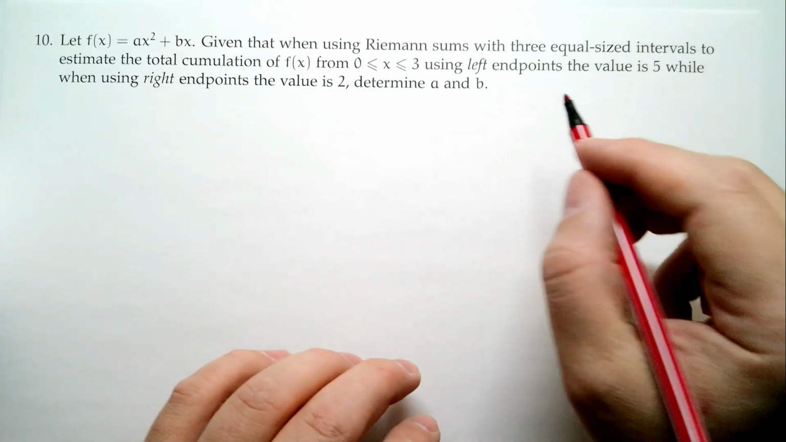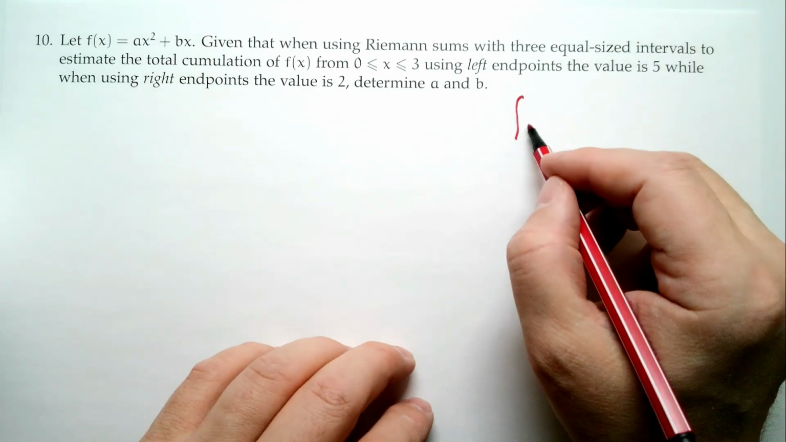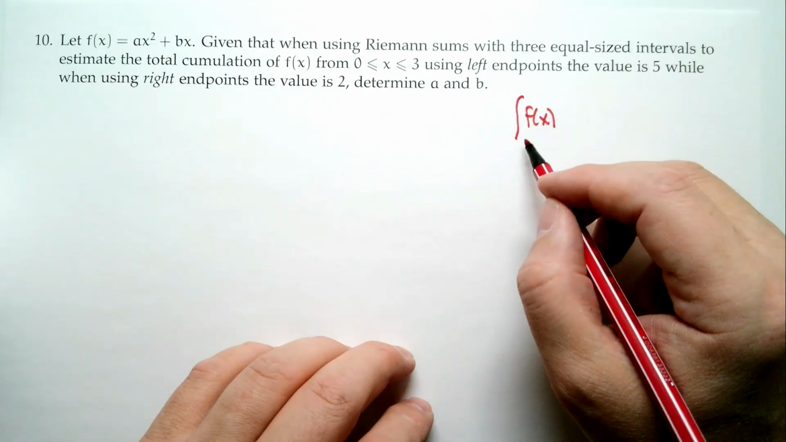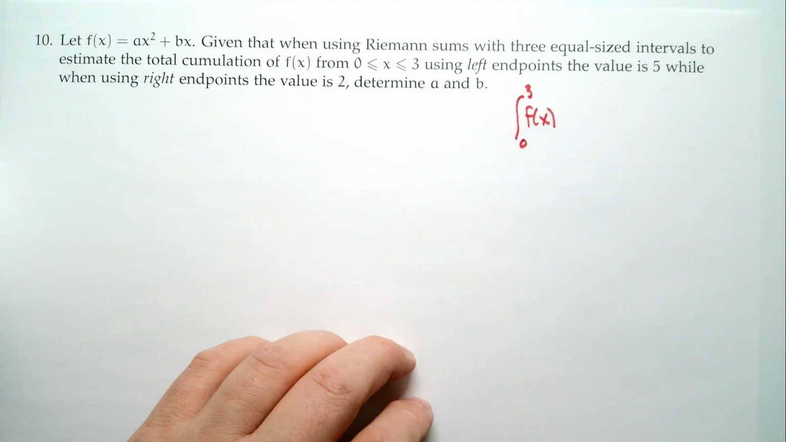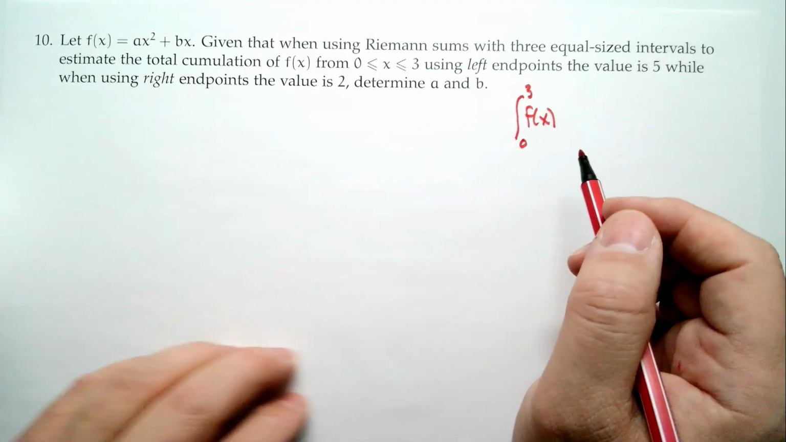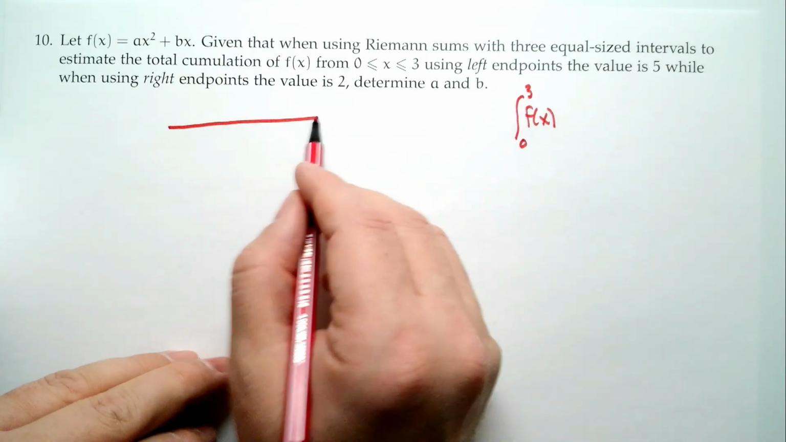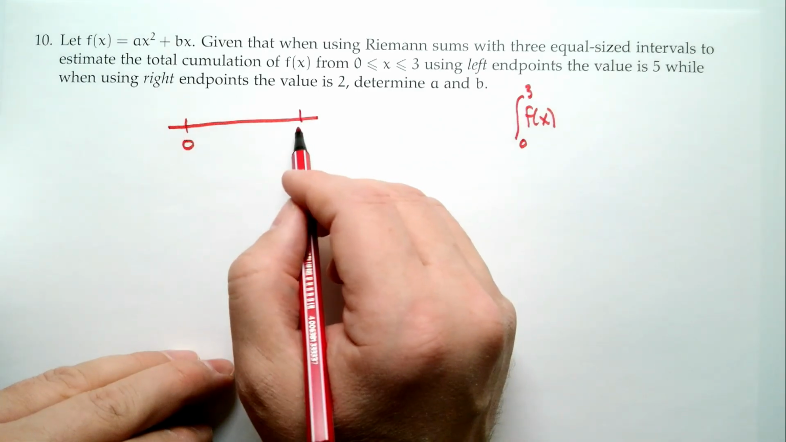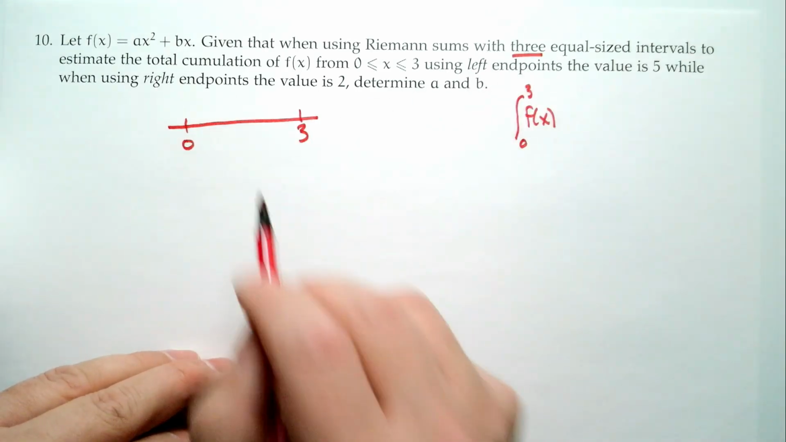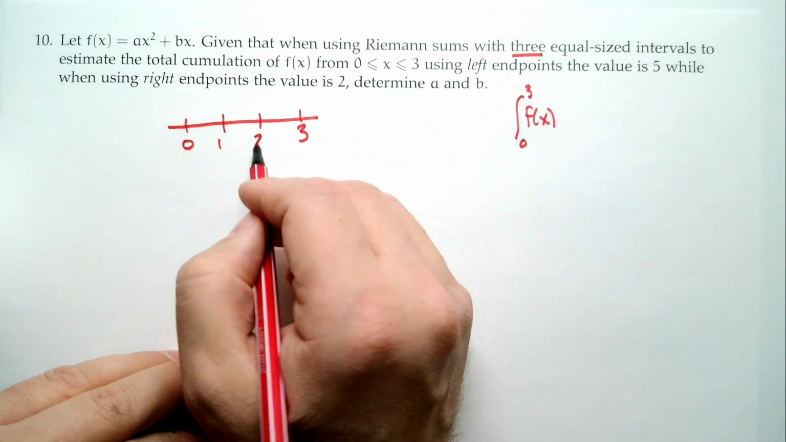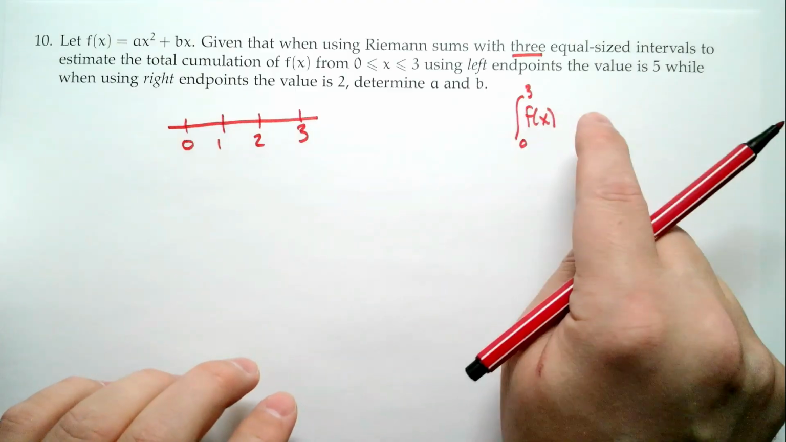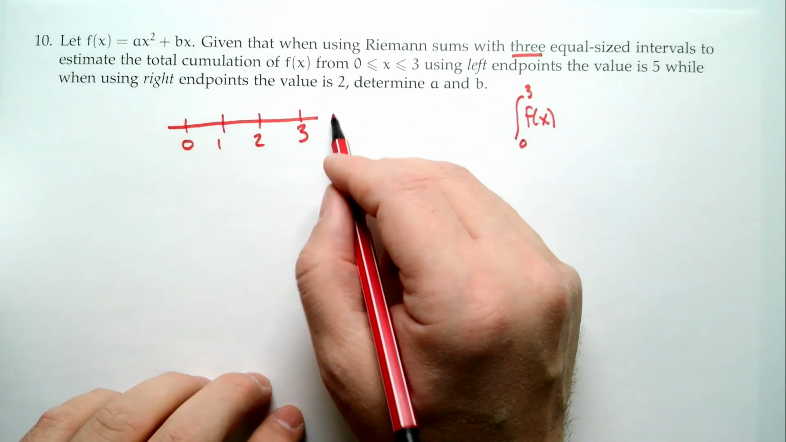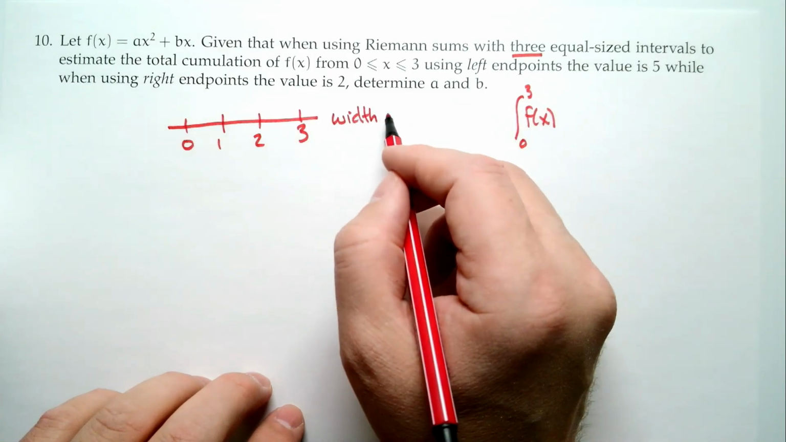So this is about Riemann sums. So we have this f of x, and we're going from 0 up to 3. And we're going to be doing Riemann sums. So, okay, let's think about this. We're going from 0 to 3, and we have 3 equal-sized intervals. So 1, 2, 3. All right. So when we use the left endpoint, the value is 5. So let's figure this out. Notice that our width is 1.